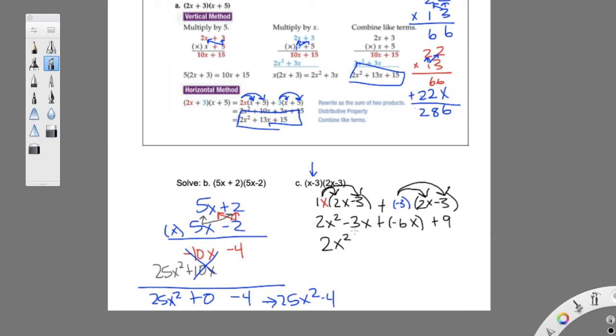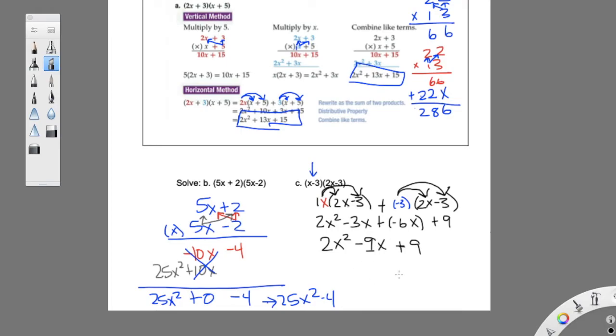So negative 3x plus negative 6x, they're both negatives. So I already have 3 negative. I'm going to go 6 more negative. 9. So negative 9x plus 9. So I can't combine anything else because remember nothing else is a like term. x squared is different than x. All right, so these are not like terms because one has a square and one doesn't. And then these are not like terms because one has a variable and one doesn't. So you have to be careful with that.